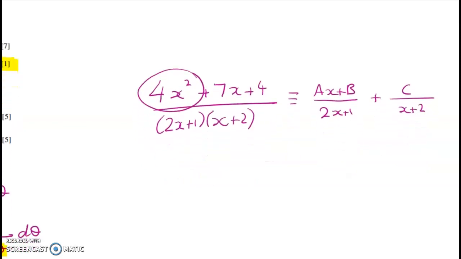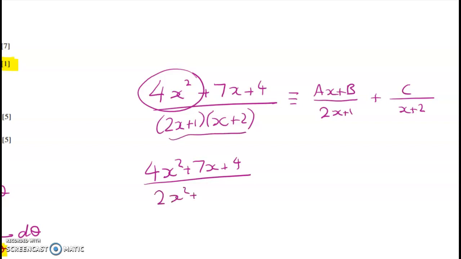So the best way to look at this is to go back to the start. And this is done in chapter 7. And let's expand this bottom line. So we get 2x squared plus 5x plus 2.